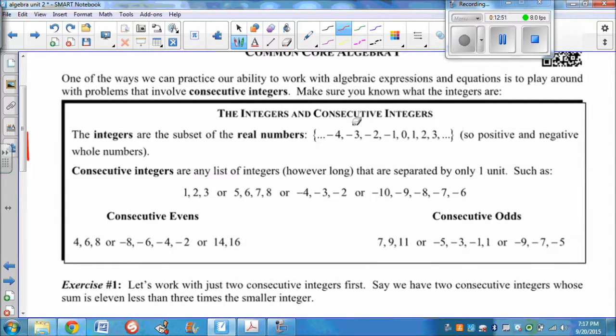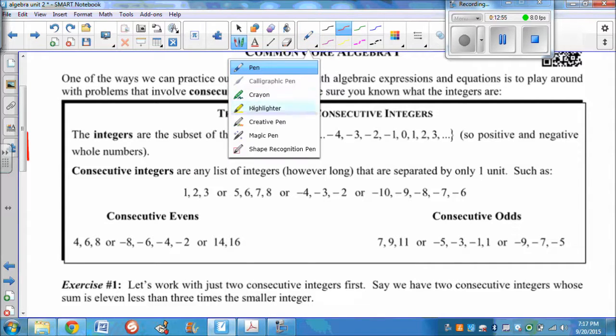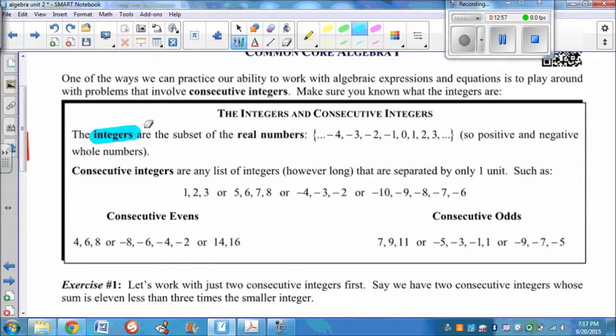Consecutive integers. So what are consecutive integers? What does the word consecutive mean? Well, we know what integers are, or real numbers. These integers are positives and negatives. Consecutive integers are any list of numbers, however long, that are separated by only one unit. So one right after the other. Here's a bunch of examples.